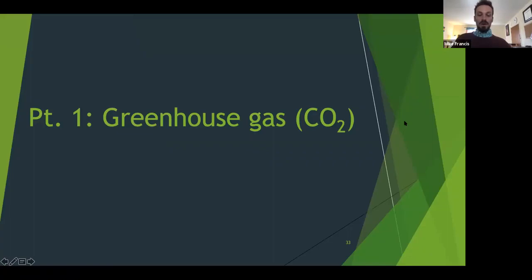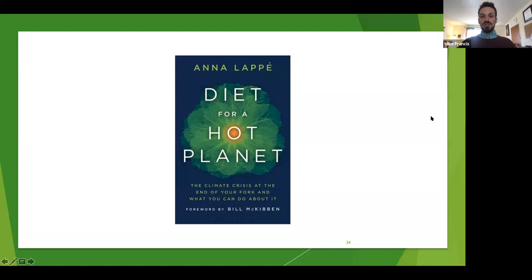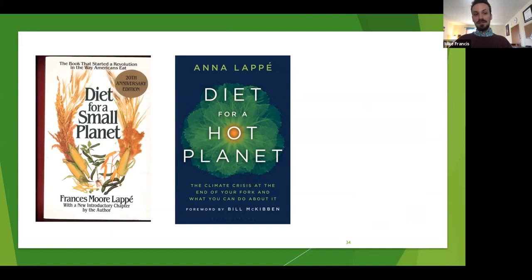So one of the big topics in environmental science, of course, is CO2. So we'll start there. Anna LaPay wrote this book about maybe 10 or 15 years ago. This sort of set off this movement that we see today called Diet for a Hot Planet, and the climate crisis at the end of your fork and what you can do about it. So her thesis was basically going on a vegetarian diet is good for the environment because animal agriculture produces more carbon dioxide. Anna LaPay is actually the daughter of Frances Moore LaPay, who wrote the book in the 1950s, Diet for a Small Planet. So she sort of picked up where her mom left off and applied it to CO2 emissions. So it's a family that writes very famous books about being vegetarian.